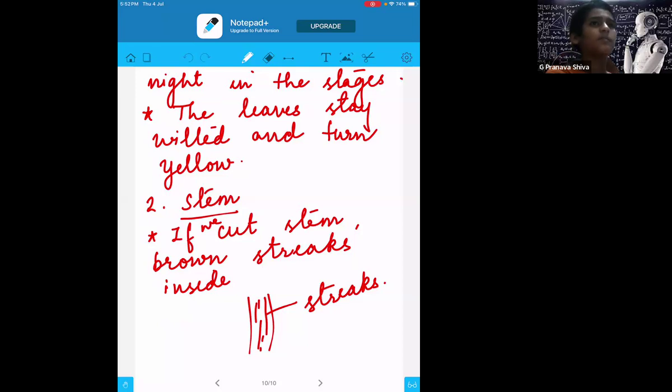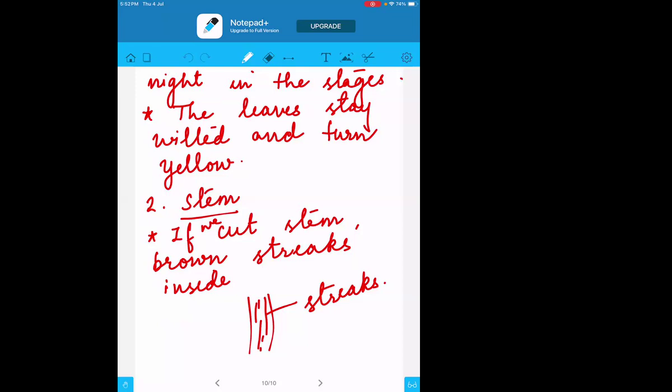Conflict inside them. So what happens if we cut the stem? There will be brown streaks inside them.